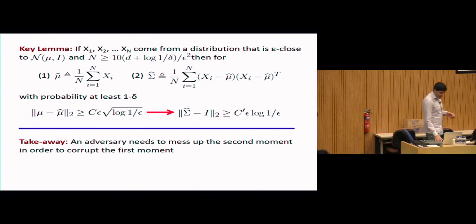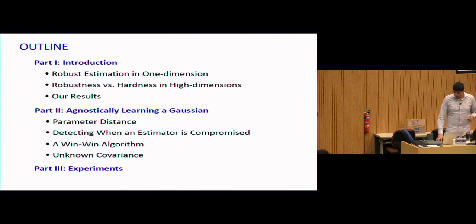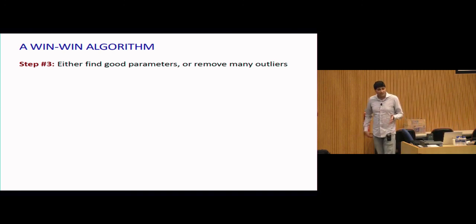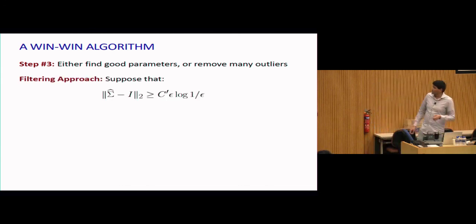So how would this fit together to actually give you an algorithm? I claim the algorithm is pretty simple, actually. I'll call this a win-win algorithm, because what you do is exactly as I said in the recipe. Either you're going to find good parameters because you computed the empirical mean and it is close to the true mean, or you're going to know that you're in danger. The empirical mean might be really off from the true mean, but you're going to make progress along a different axis: you're going to figure out some way to remove a ton of the outliers that the adversary has added. So you're purifying your set of samples.